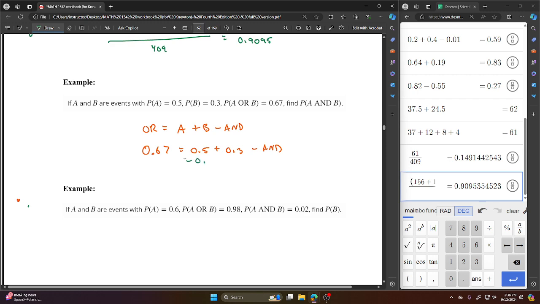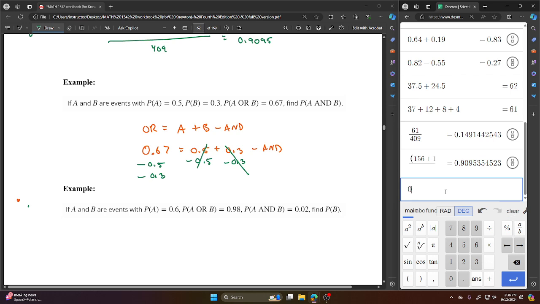Subtract them. Yep, start subtracting them to the other side. Exactly. Subtract this over here as well. And then it's going to be a negative number, but whatever number we got here. So 0.67 minus the 0.5 minus the 0.3. So we're saying that negative 0.13 is a negative AND. So yeah, 0.13. Is that making sense? Okay.